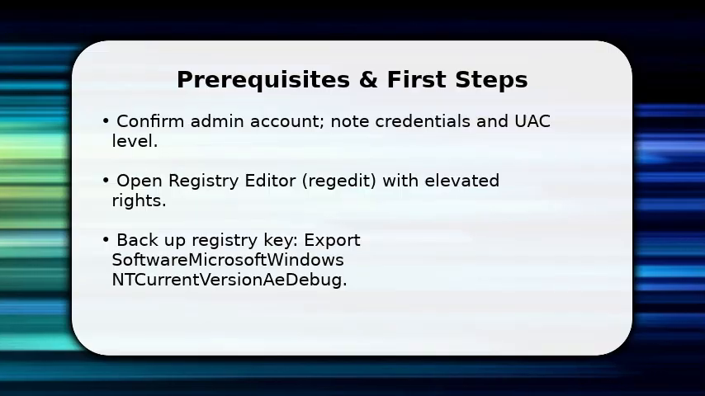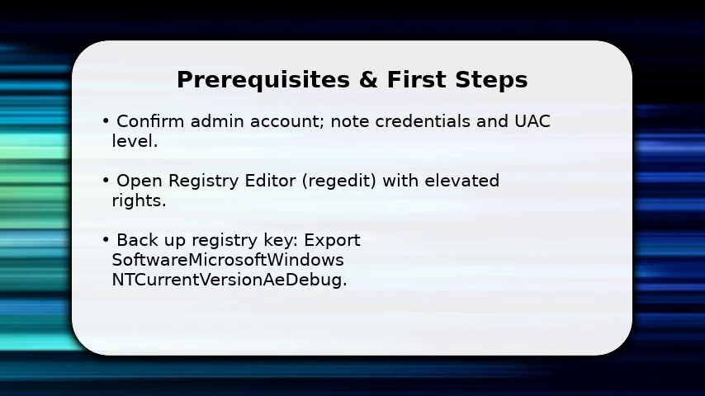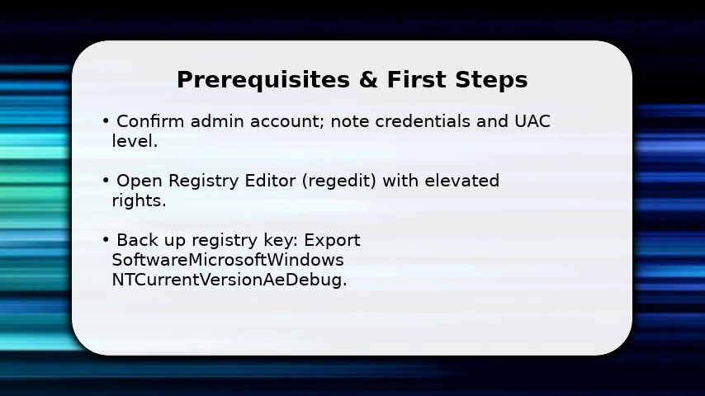You need admin rights. Once you have them, open Registry Editor as administrator. First, back up the AeDebug key so you can restore settings if needed. Then locate HKEY_LOCAL_MACHINE\SOFTWARE\Microsoft\Windows NT\CurrentVersion\AeDebug and inspect the Auto and Debugger values.